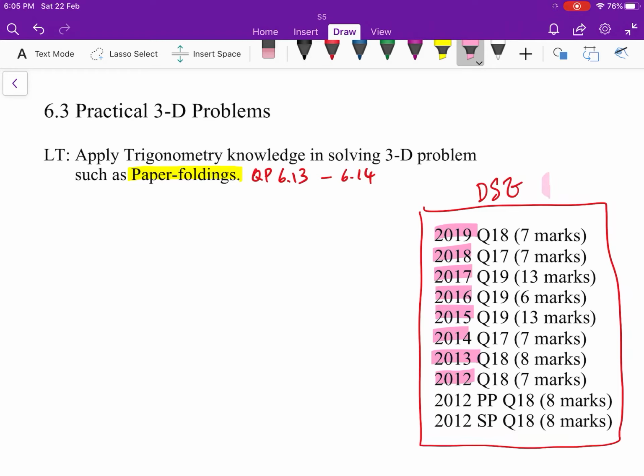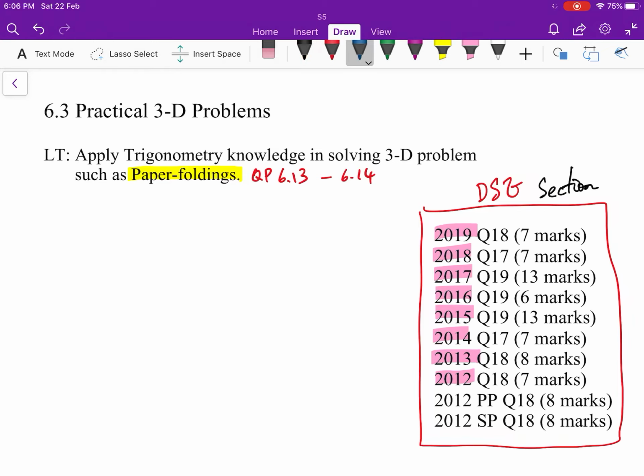Normally they will be in between question 17, 18, and 19. All of them are section B questions, okay? I hope that you know what a section B question is. Later on, we'll have one more video to describe the DSE paper to you, okay? Now, look at this. The marks carried on this question, the 3D problem about paper folding, are around 7 to 13 marks. This is a very important topic because every year they will test you. So we can assume that when you take the DSE exam, you will probably face one of the 3D paper folding questions. So you need to know how to solve it, okay?